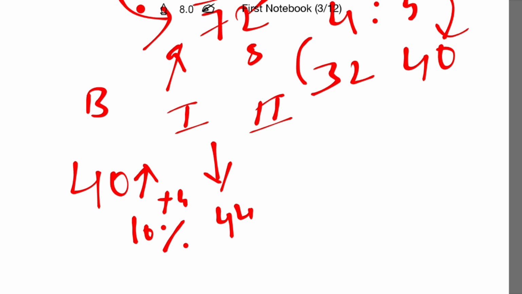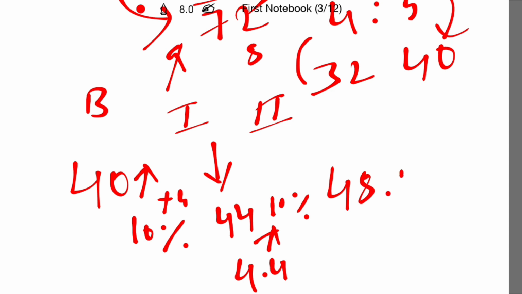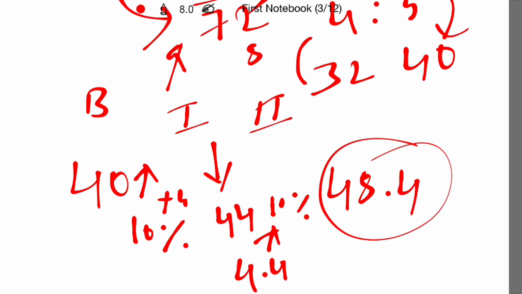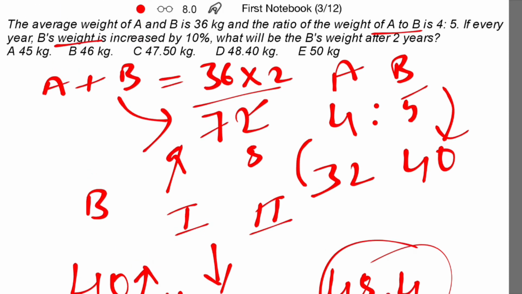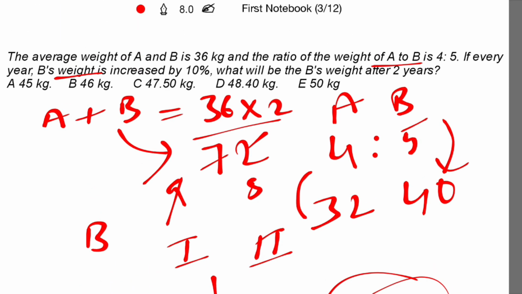Then in the second year, it increases by the same 10%. 10% of 44 means 4.4. 44 plus 4.4 is 48.4. So after the second year, B's weight is 48.4. Option D is the right answer.